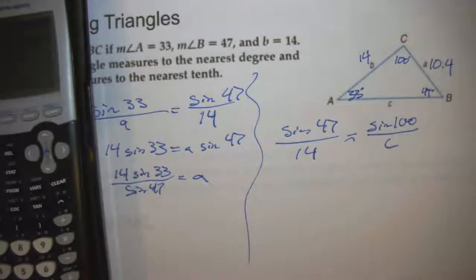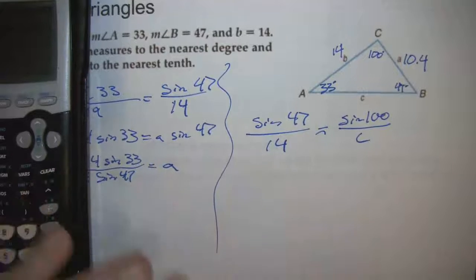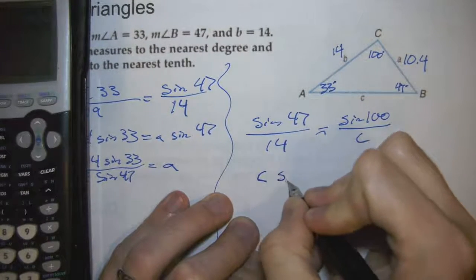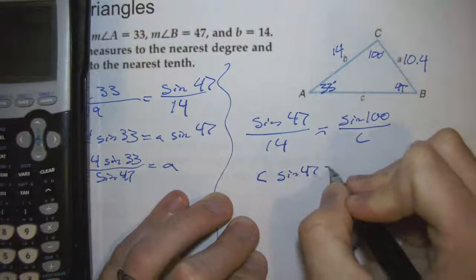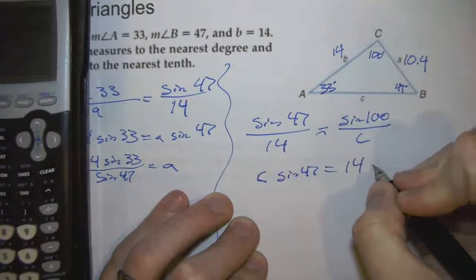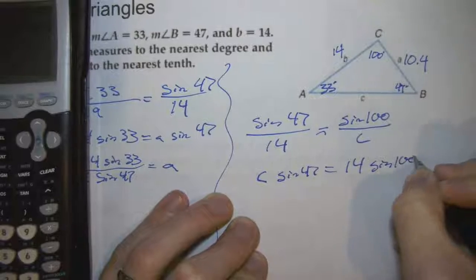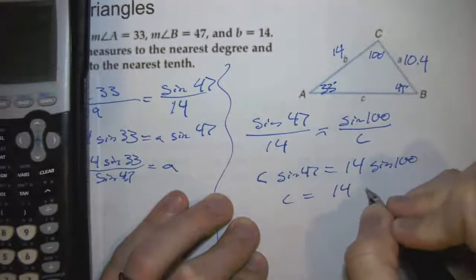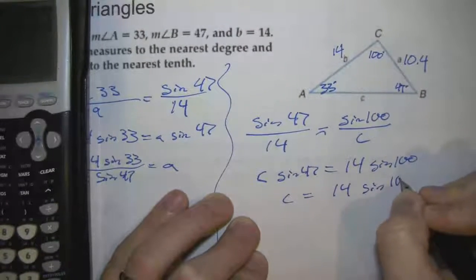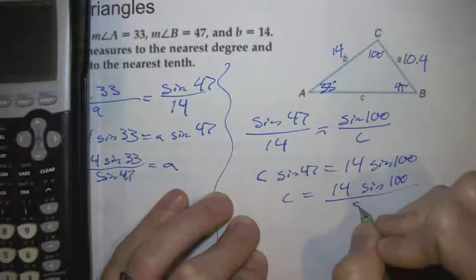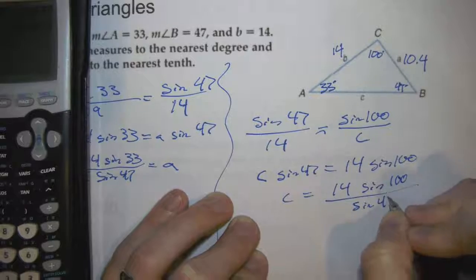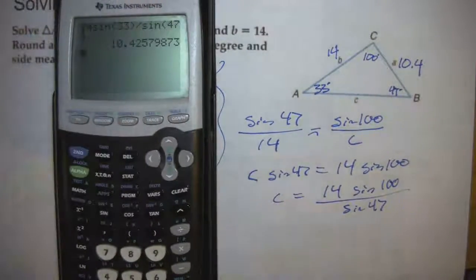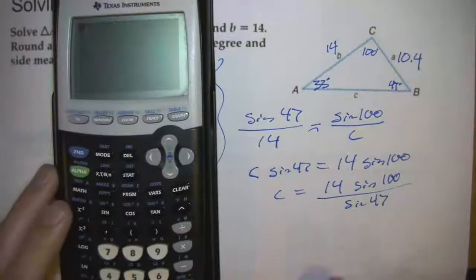And then we'll basically just repeat the process, right? We'll do everything all over again with a new set of numbers. So we've got C sine 47 is equal to 14 sine 100. Divide by sine 47 on both sides. So C is equal to 14 sine 100 over sine of 47. And again, we'll just simply enter that into our calculator, get our approximate answer, and move on with life.